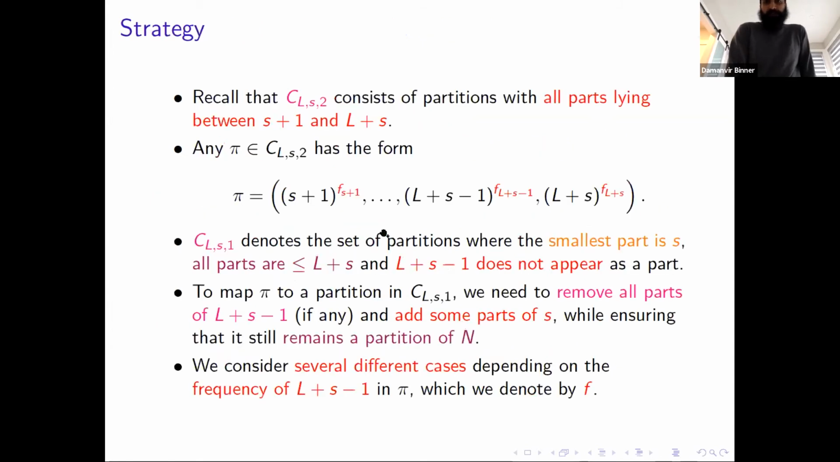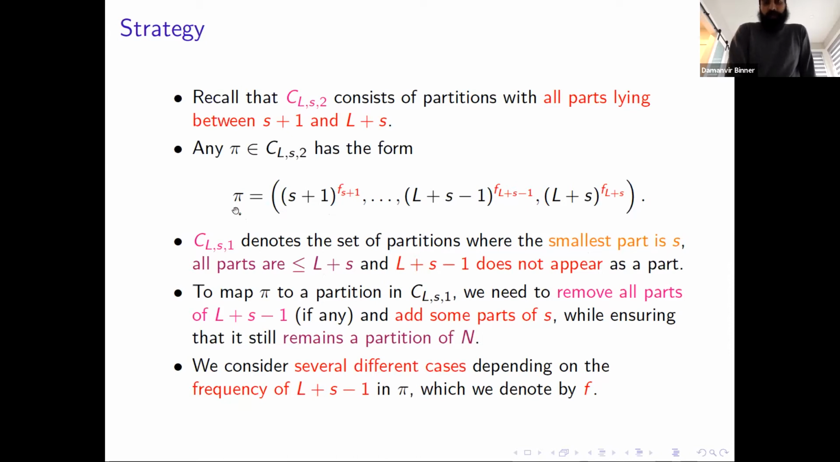Recall that CLS2 consists of partitions with all parts lying between s plus 1 and L plus s. So we can express the partition pi in the following form, where f of s plus 1 denotes the number of parts of s plus 1 in pi, which is also known as the frequency of s plus 1. Also recall that CLS1 denotes the set of partitions with smallest part s, all parts less than or equal to L plus s, and the impermissible part is L plus s minus 1.